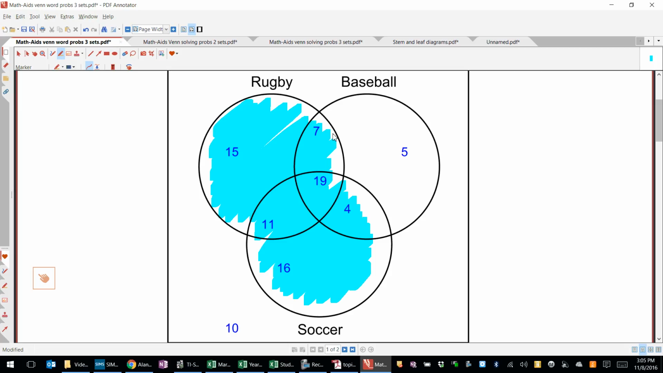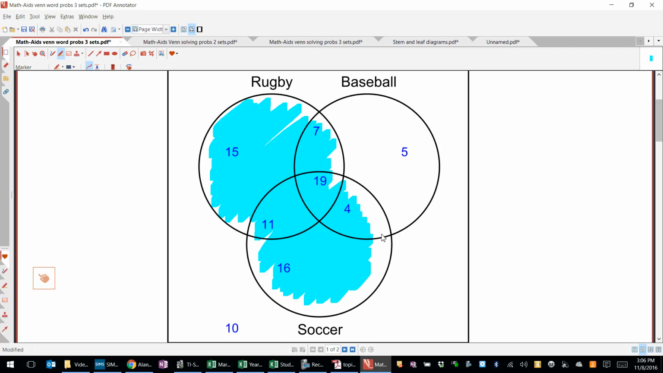So how many students like rugby or soccer? All of those together. But then you're going to have to minus some because some of them have baseball. That doesn't come into it. If I don't mention baseball, don't consider baseball to even be there. Ignore that circle completely unless I mention it.